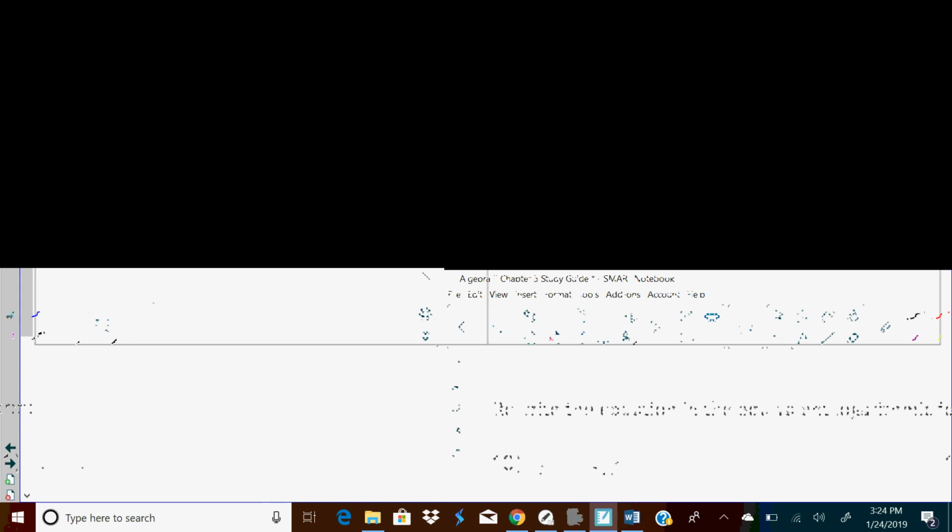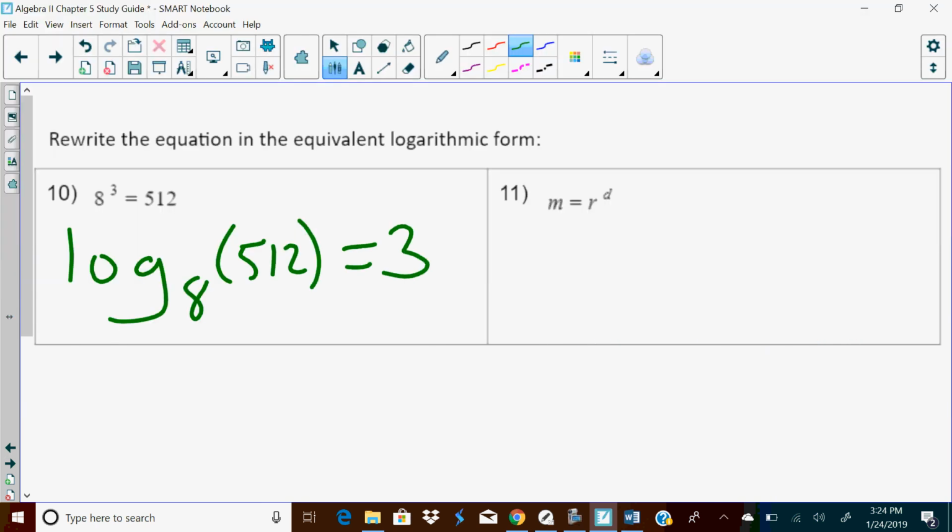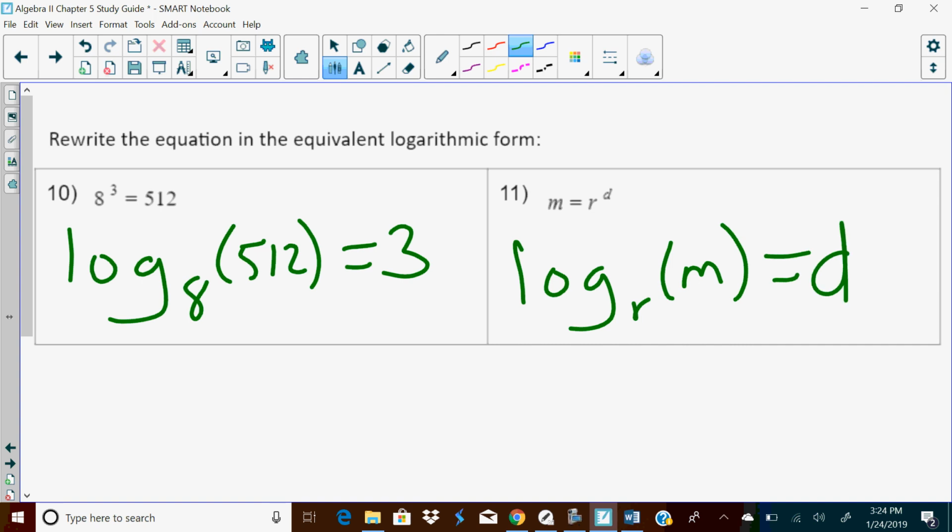Rewrite the equation in equivalent logarithms. So this one I would write the log base 8 of 512 equals 3. And 11, the log with a base of r of m equals d.